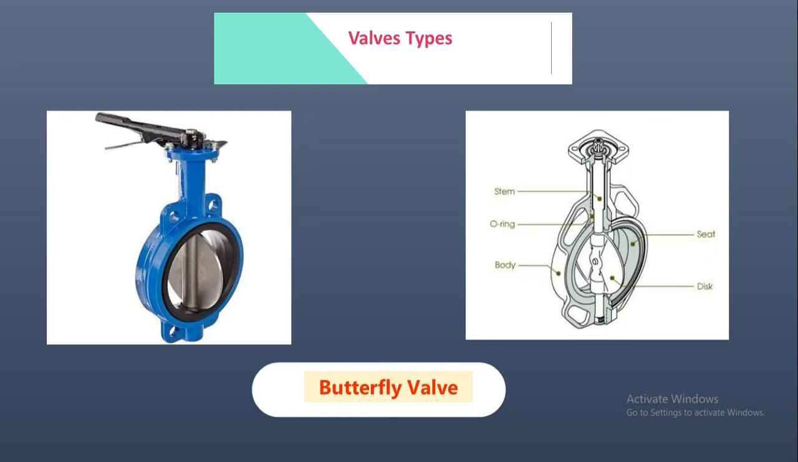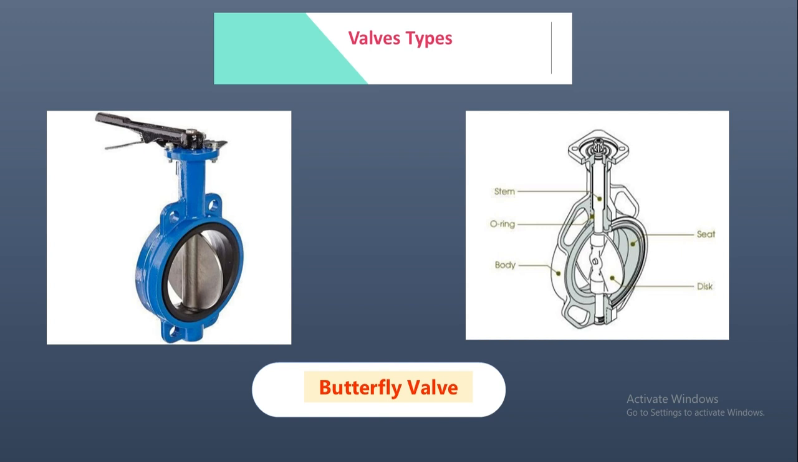Number four is the butterfly valve. A butterfly valve consists of a disc mounted on a stem in the flow path within the valve body. A one-quarter turn of the stem changes the valve from fully closed to completely open. Butterfly valves are most often used in low-pressure services for coarse flow control.